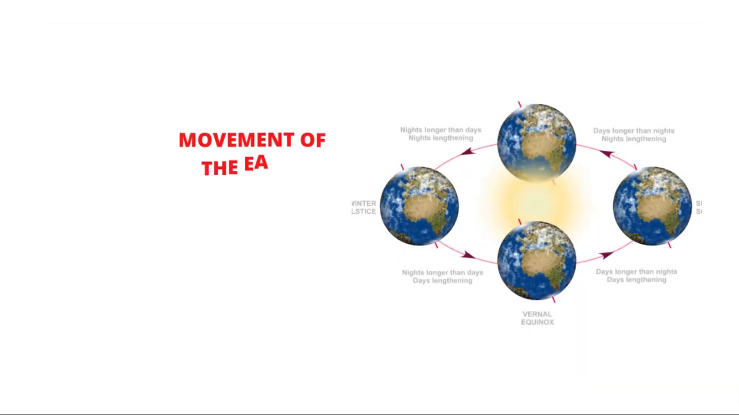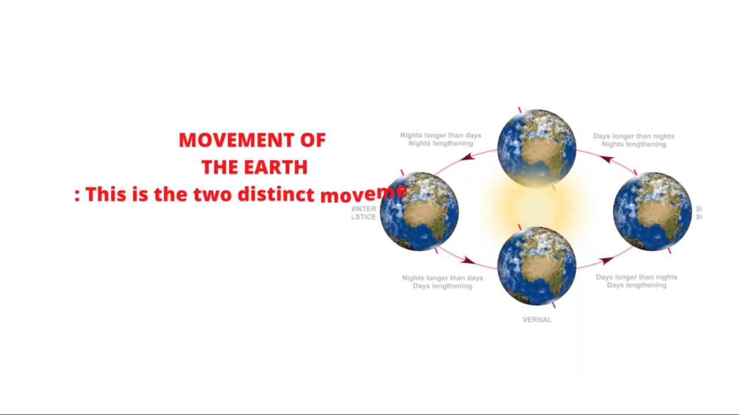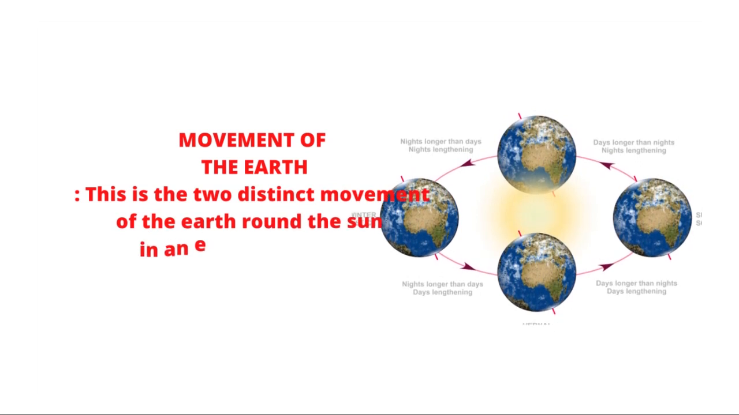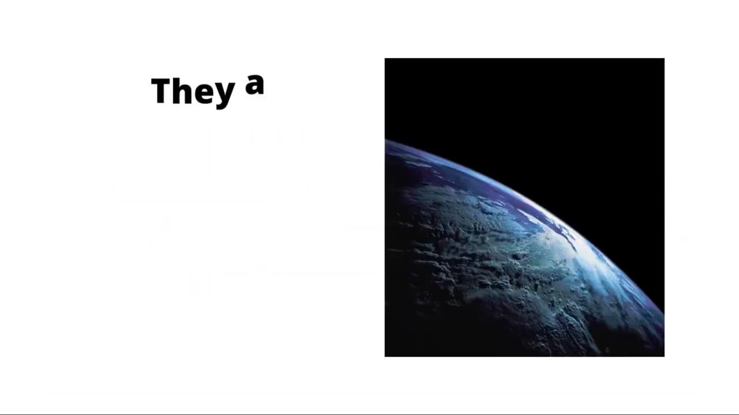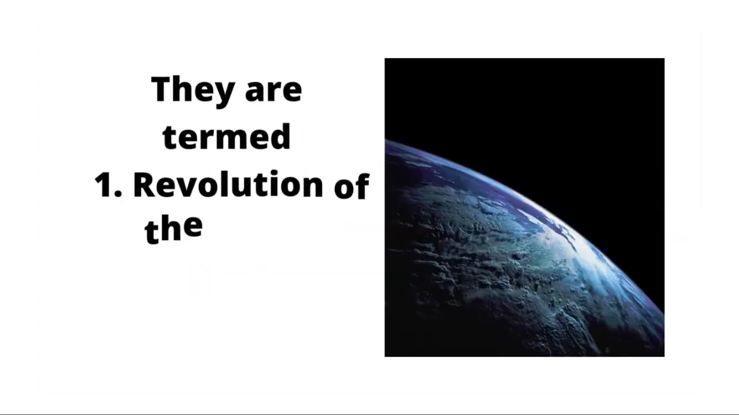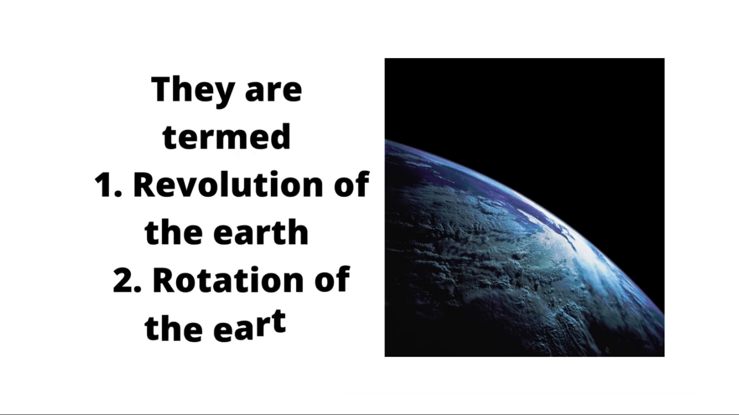First, what is the movement of the Earth? Movement of the Earth is when the Earth tends to move on its axis or revolve round the Sun in an elliptical orbit, as it is tilted to the ecliptic plane and balanced by gravitational force on its orbital path with other planets. So rotation tends to take place on its axis.